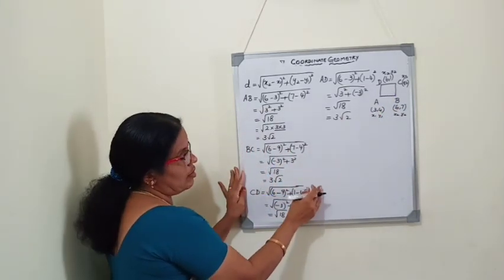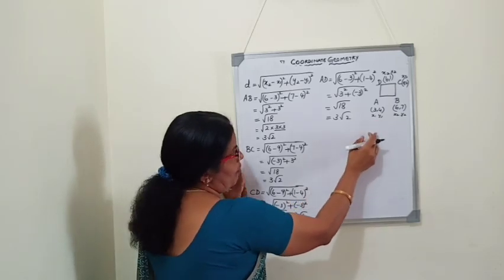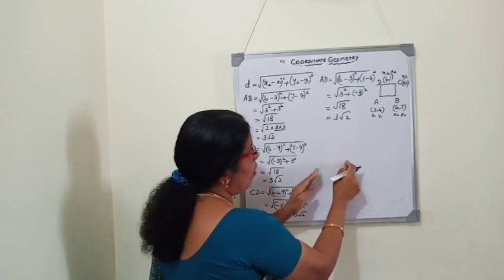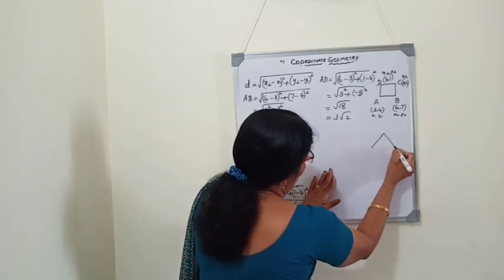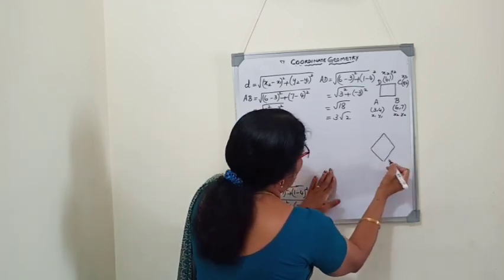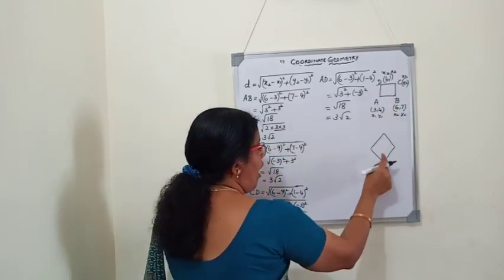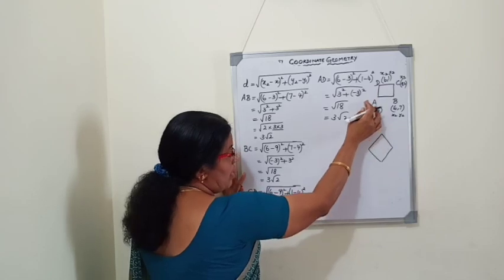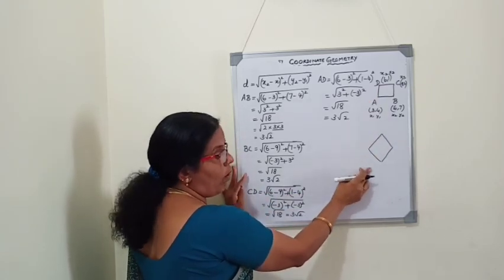So can we say this is a square, or are they sitting in the shape of a square? We all know that in a rhombus also all the four sides are equal. When we draw a rhombus, all the four sides are equal. So in a square and a rhombus, all the sides are equal. So how can we differentiate whether they are sitting in the shape of a square or a rhombus?